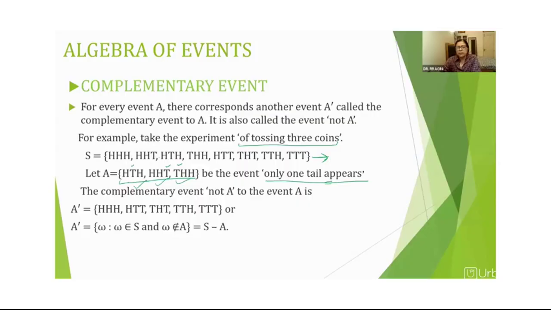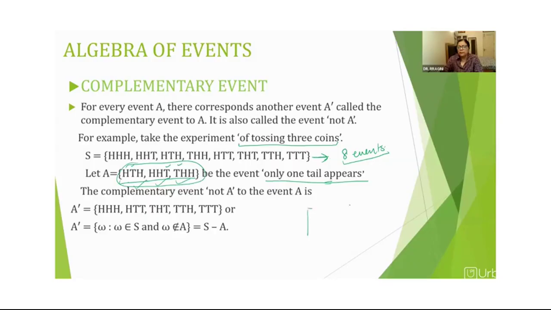That means the sample space had 8 simple events, right? And when we formed the event A, which is only one tail appears, 3 have been used here. That means 5 are left in the sample space which do not satisfy it. So that is called the complement.